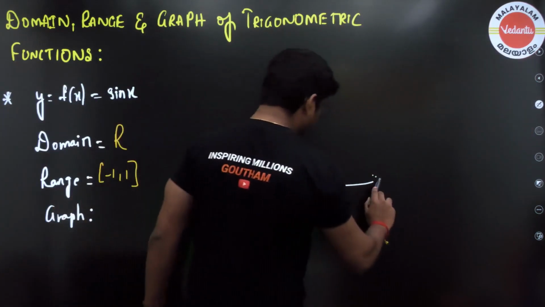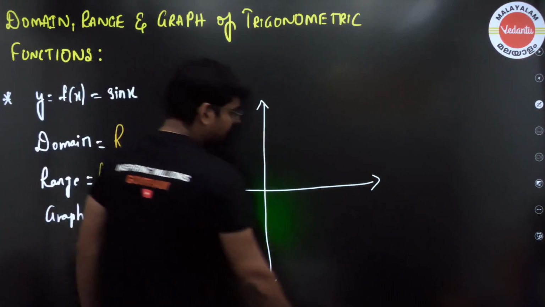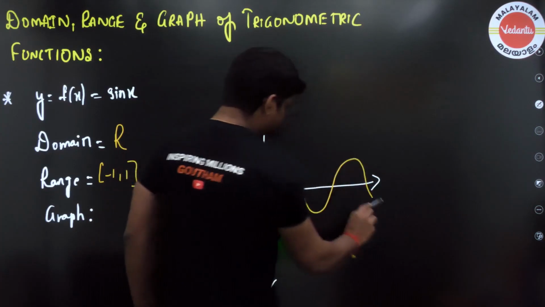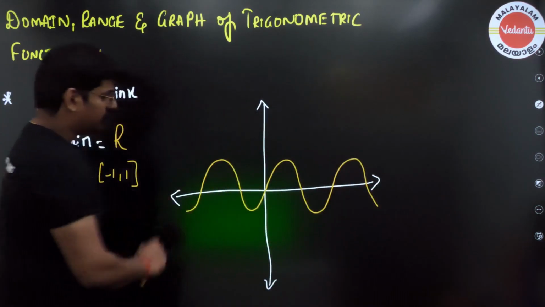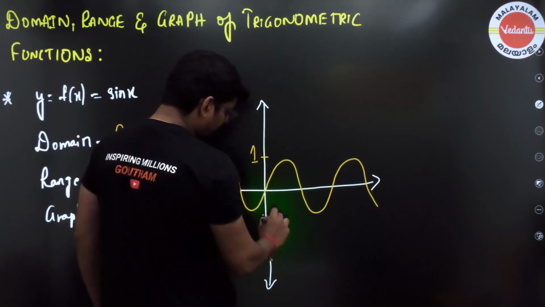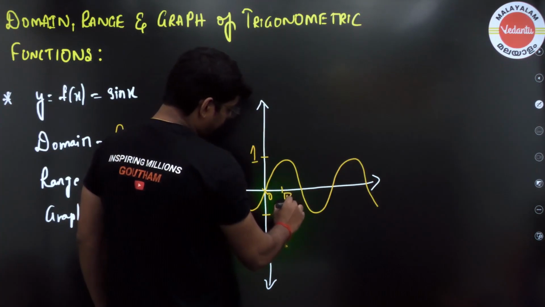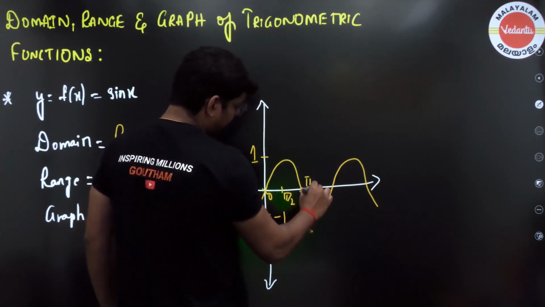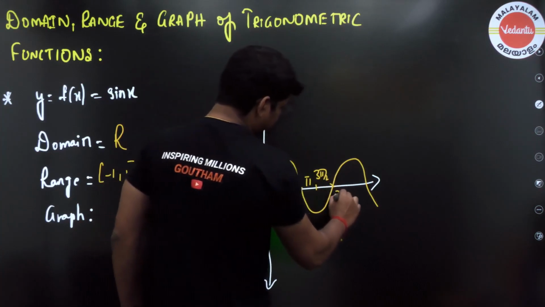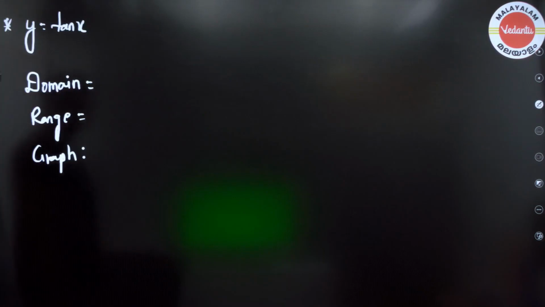So let's say this is going to be your x-axis and this is going to be your y-axis, and this is how the graph of sin x is going to look. Okay, where the maximum value of sin x is 1, the minimum value is minus 1, here it's 0, here it's pi by 2, here it's pi, here it is 3 pi by 2, and here it is 2 pi, and this just continues. Okay, so this is how the graph of sin x is going to look.